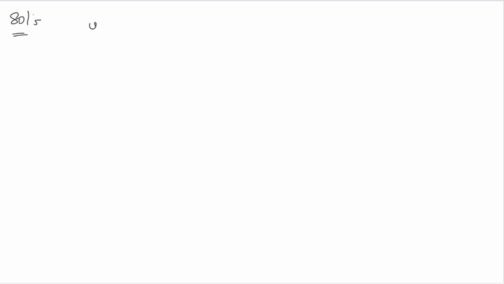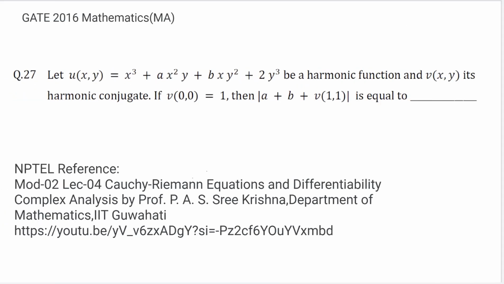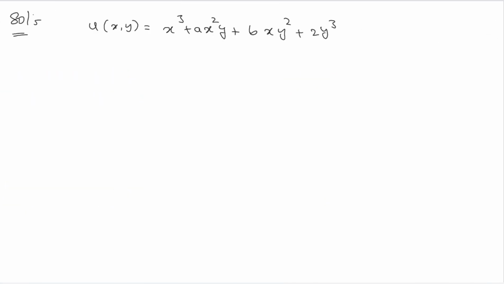So the function u of x comma y is given as x cube plus a x square y plus b x y square plus 2y cube. It is given that u is harmonic. That implies we have uxx plus uyy equal to 0. Whenever a function is harmonic, that means that function satisfies the Laplace equation, that is nothing but this equation.